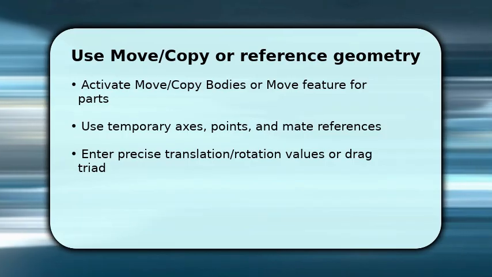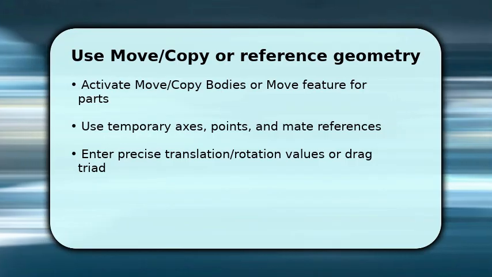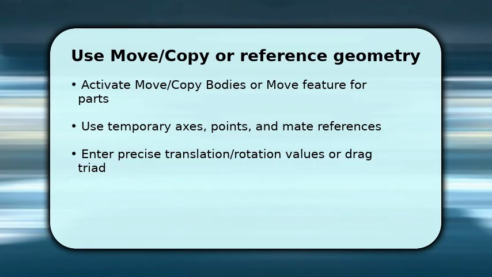Either type exact numeric offsets in the Property Manager for repeatable results or drag the triad for quick placement. Then confirm the operation and watch how mates and constraints update accordingly.